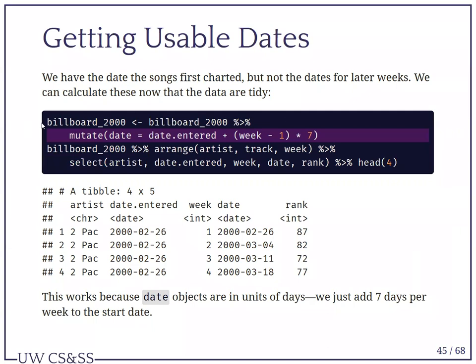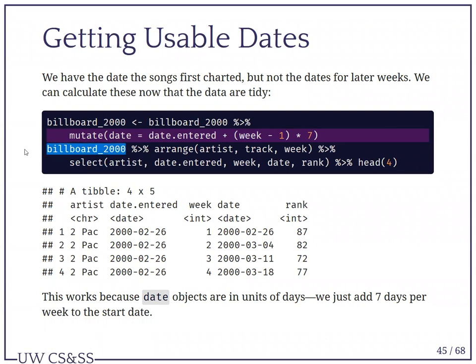So we can say, override our Billboard 2000 data with our Billboard 2000 data, and then mutate. The date is going to be equal to the date entered plus the week minus 1 times 7. And these are the kinds of fun answers to problems you get to write for your homework also. But what's going on here is it's saying when it first charted, add whatever week it first charted minus 1. So at least for the first week, you'll get a number, and then multiply that by 7.